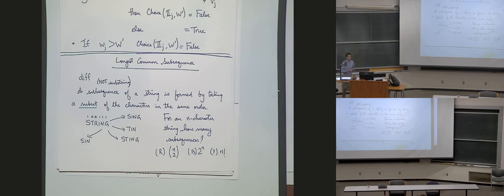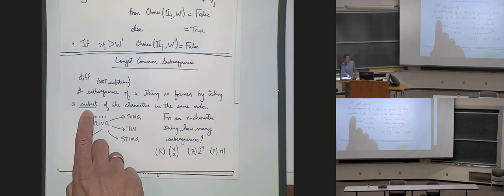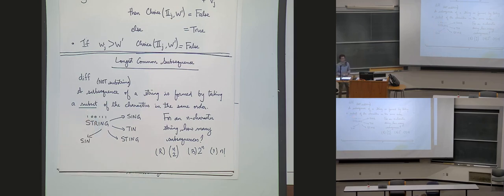Ring is a subsequence. It is also a substring. And I'll repeat that. A substring is also a subsequence, but a subsequence may not be a substring, because I just form a subset of the characters, not an interval of characters. Okay, so what is the answer?